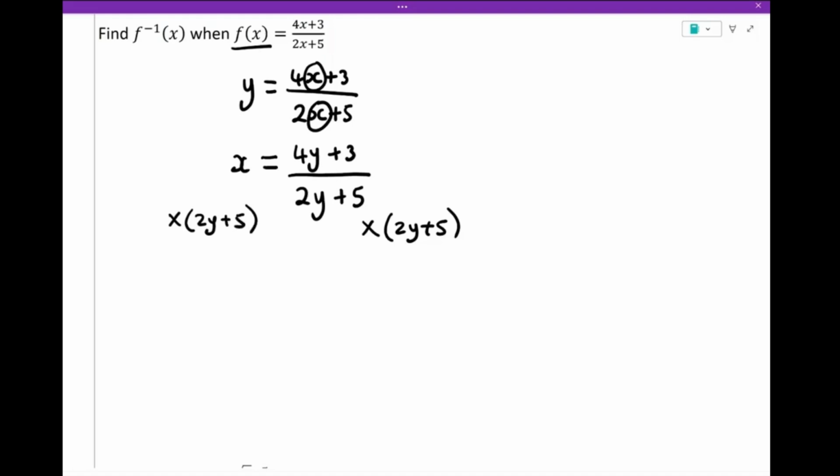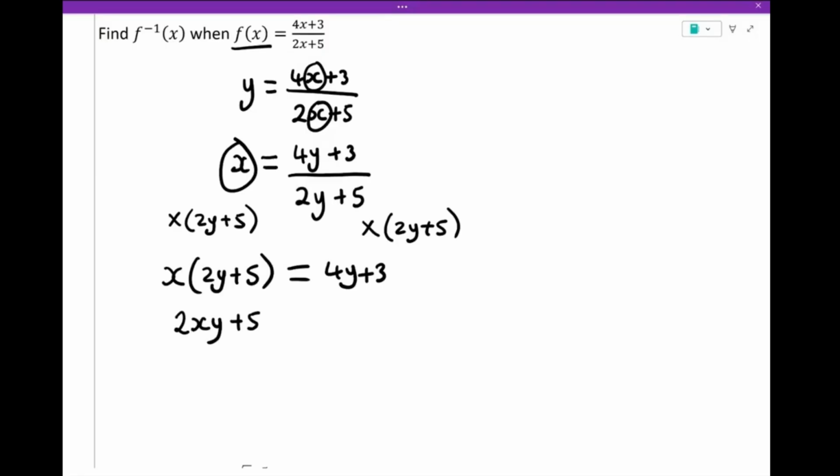We should put it in brackets technically because it's multiple terms. So on the left-hand side, we've got our x, and it's going to be multiplied by 2y plus 5. And then on my right-hand side, the denominator is cancelled out. So we're just left with the numerator of 4y plus 3 like that. Now the next thing I'm going to do is expand my brackets on the left-hand side. So multiplying by x, we get 2xy plus 5x. And then the right-hand side is going to stay as it is.